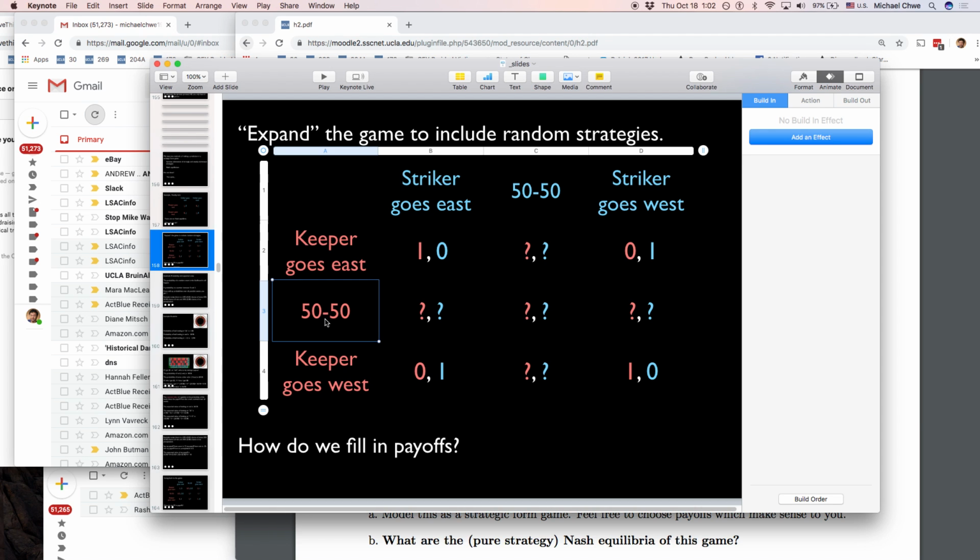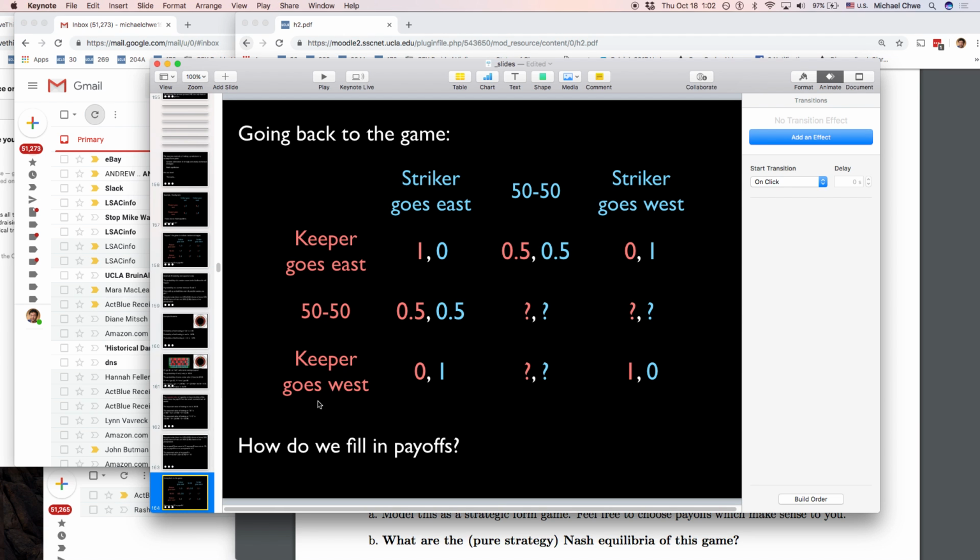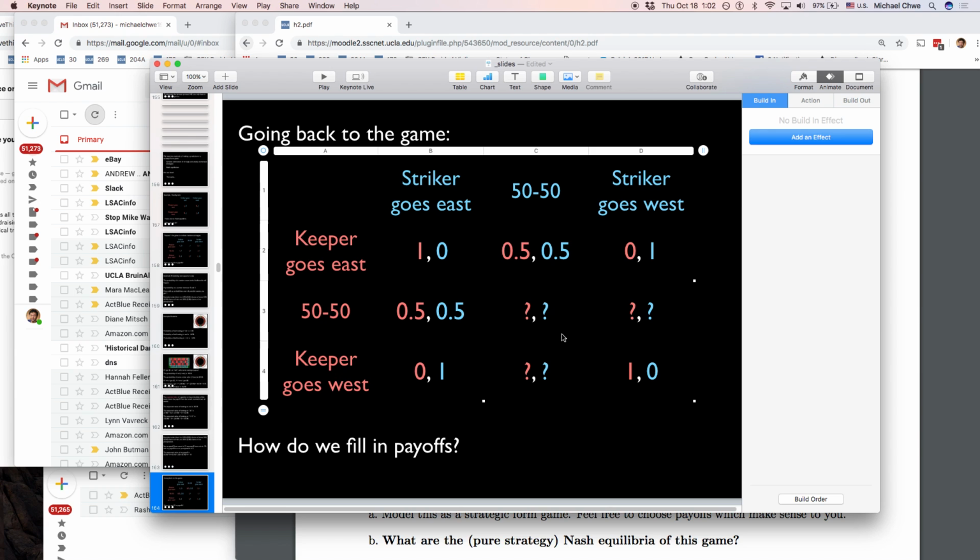All right, so let's see. I think we figured this out, right? What's the payoff here for the keeper, if the keeper goes east all the time and the striker is 50-50? Oh, I'm sorry, I wrote it down. It's over here. Yeah, we put it already. What goes in here? It's pretty clear. It'll also be half, 50-50, right? 0.5, 0.5, yes?